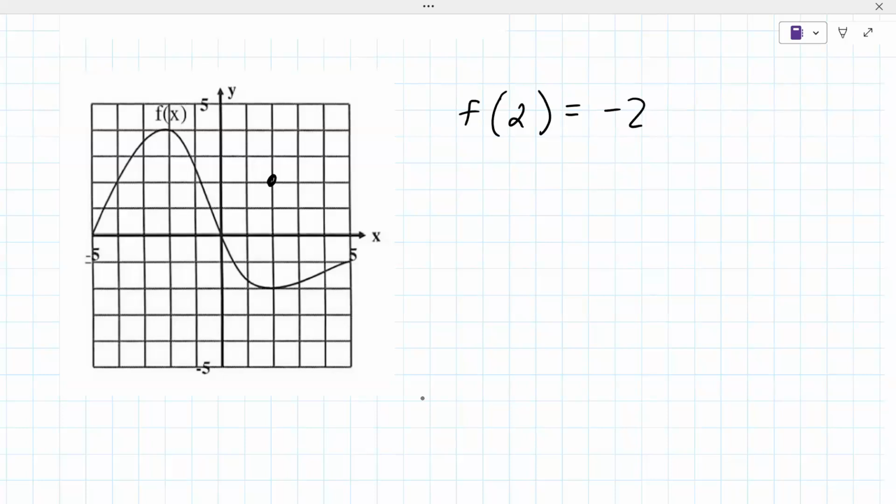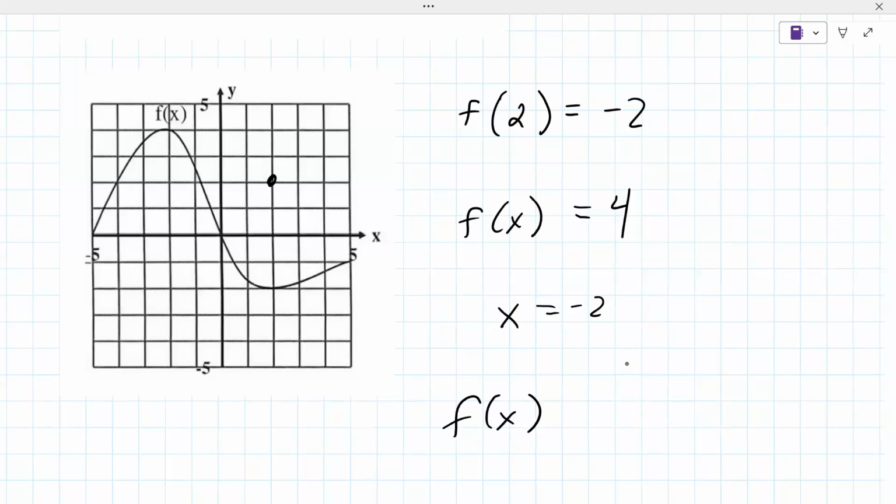Now, where does f of x equal 4? Am I giving you the x or the y value? The y. They're giving you the y value. So where does that intersect the graph? -2. Yes, that is correct. So x equals -2. All right.